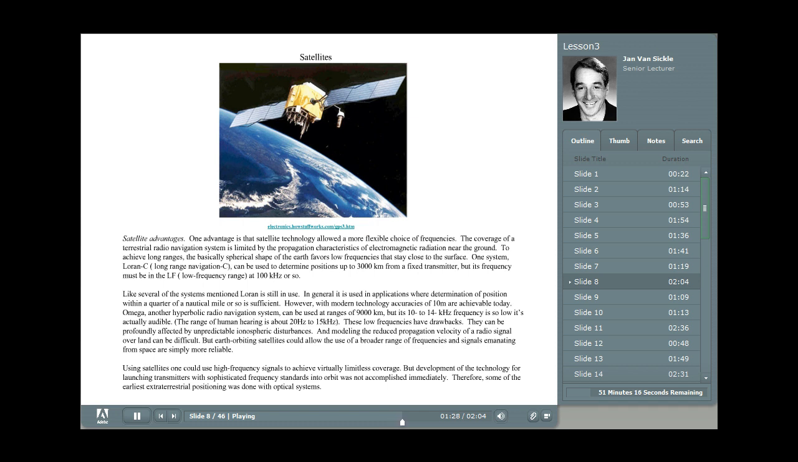Earth orbiting satellites, on the other hand, allow the use of high frequencies, and they can, of course, cover the entire planet. Of course, launching such transmitters and obviously frequency standards, oscillators, into orbit, that was a pretty tall order in 1957 when Sputnik went up. Some, as it says here, of the earliest extraterrestrial positioning was actually done with optical systems.